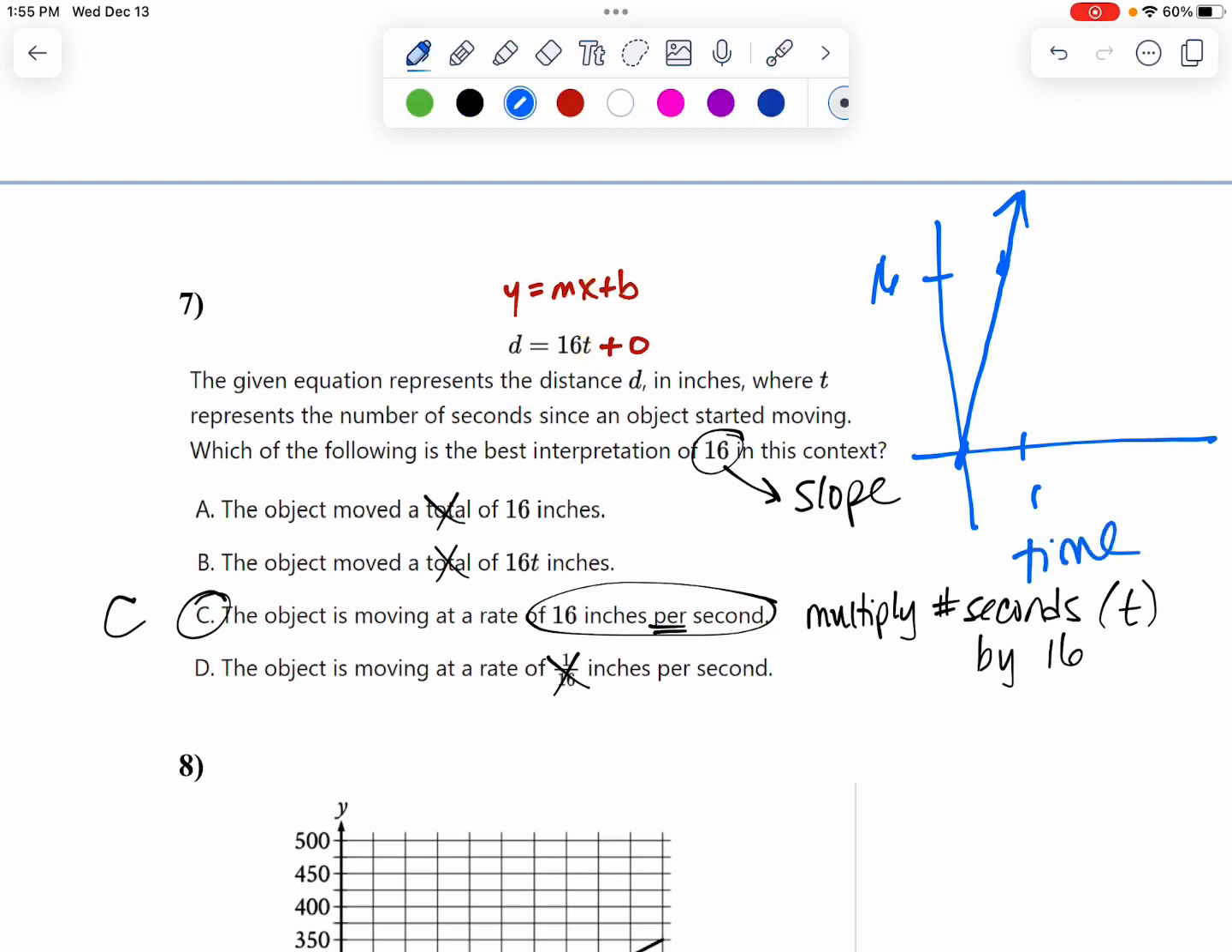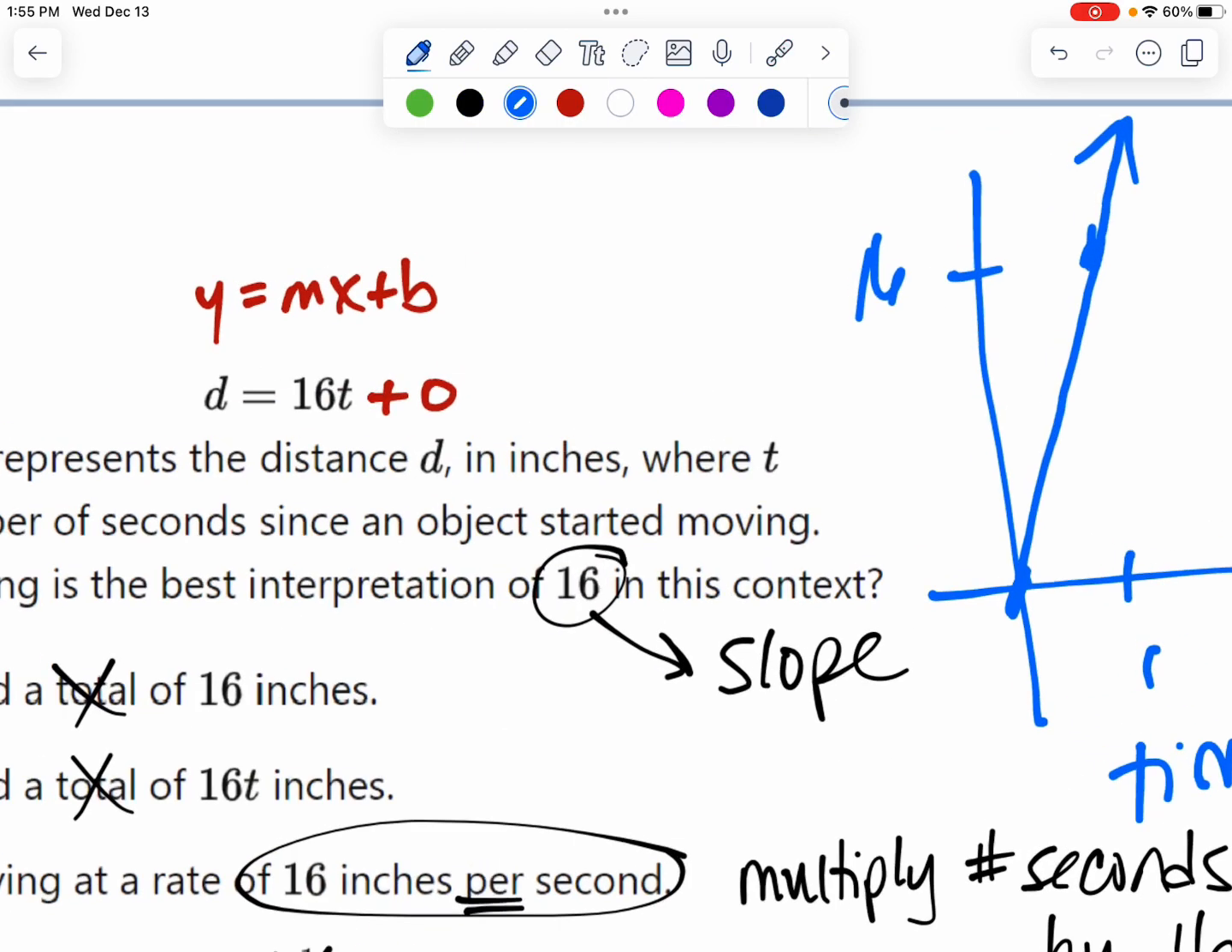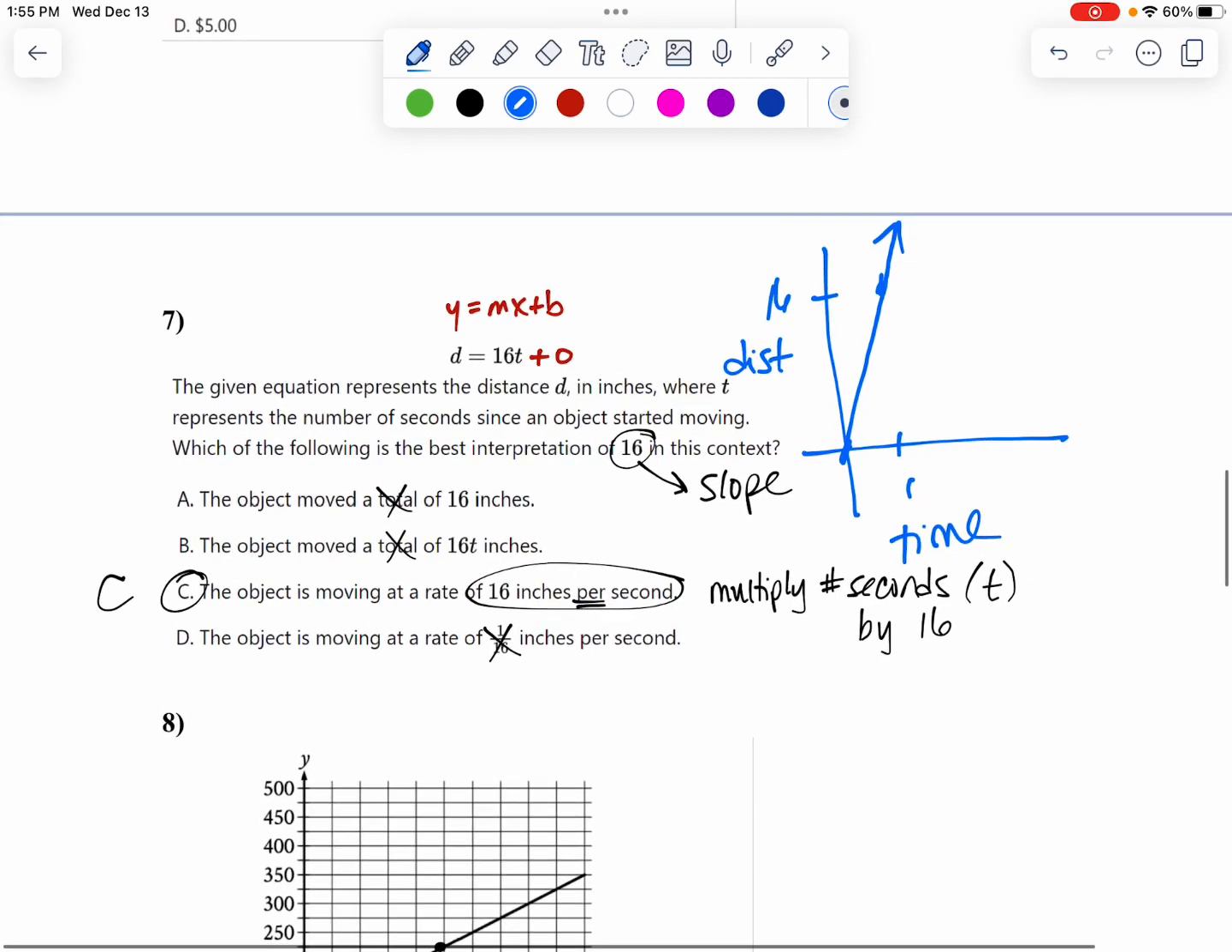On the y-axis, I have d. That's what the y is. So this axis is going to be labeled d, which is distance. So I'm going to put distance. And it's asking me about the slope. How do I know the difference between the 16 and the 1 over 16? Because for the slope, if I go from 0, 0 to 1 comma 16, I'm going up 16 over 1. I'm going up 16 as the distance in inches, up 16 inches over 1 second. That's exactly what this says.